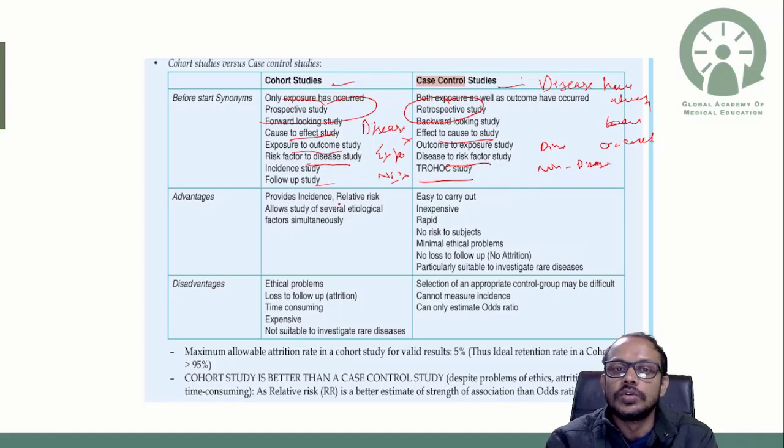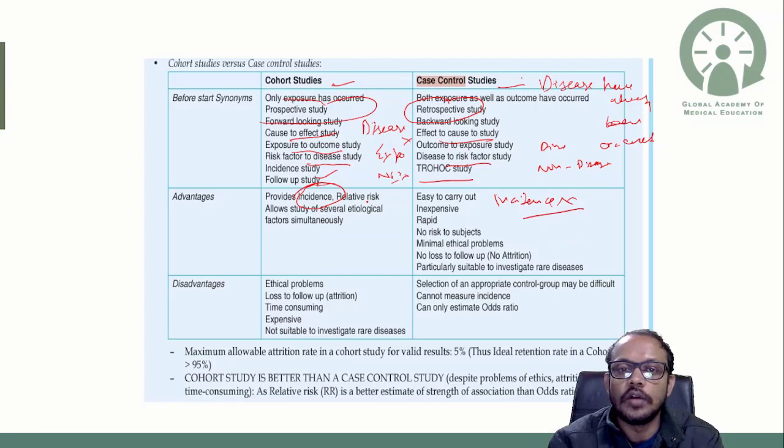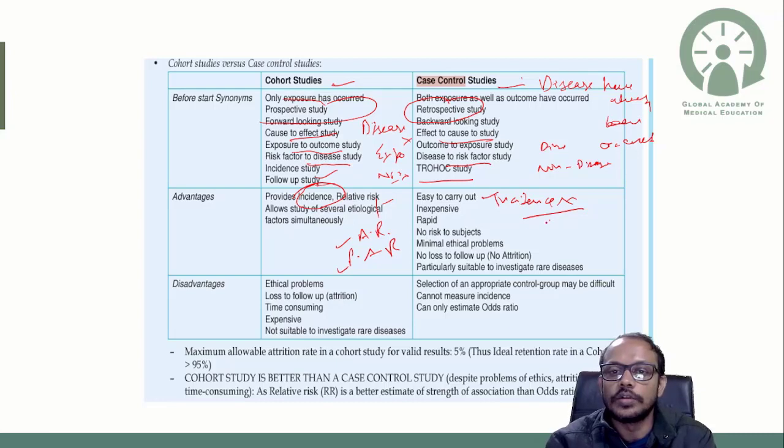Here in the cohort it is a follow-up study, so you can calculate the incidence. Here in case control, incidence cannot be calculated. So in the formula of relative risk, incidence is there, so relative risk is not calculated in the case control study. Relative risk, attributable risk, and population attributable risk can all be calculated in the cohort study. In case control studies, only the odds ratio can be calculated.